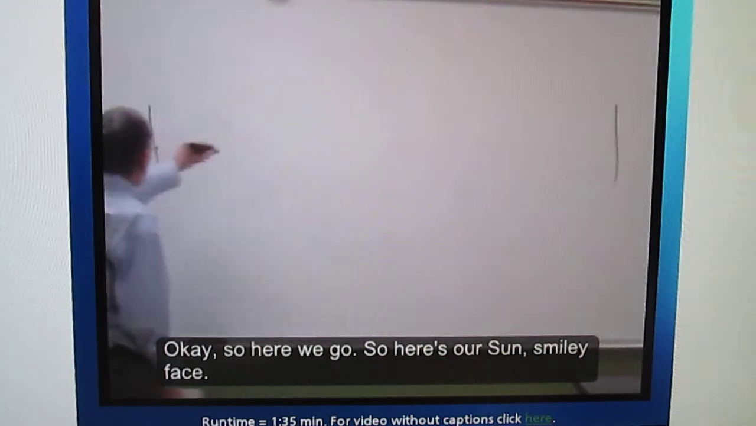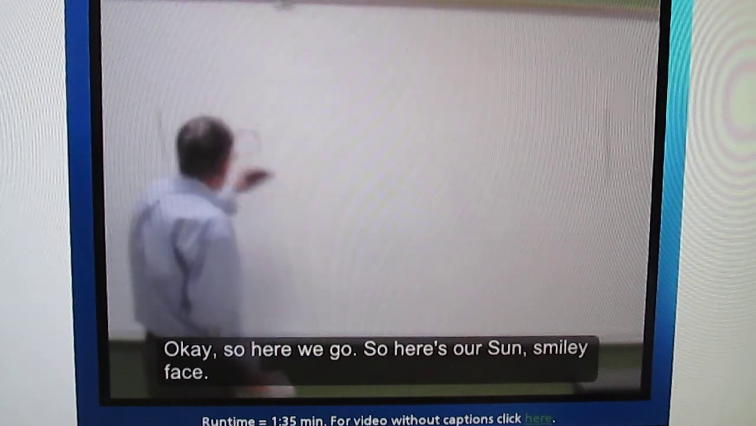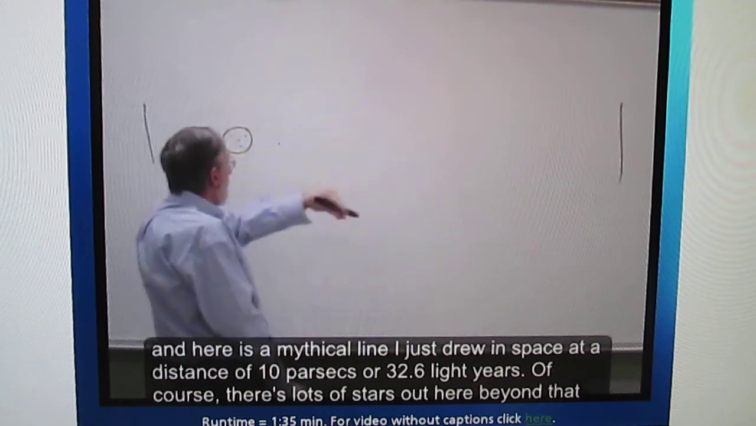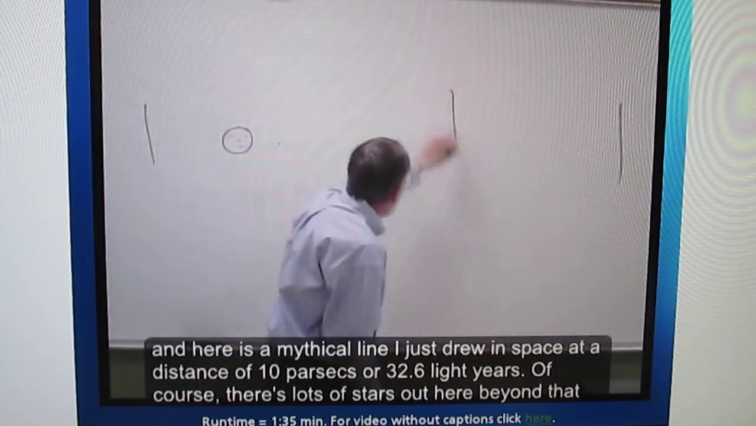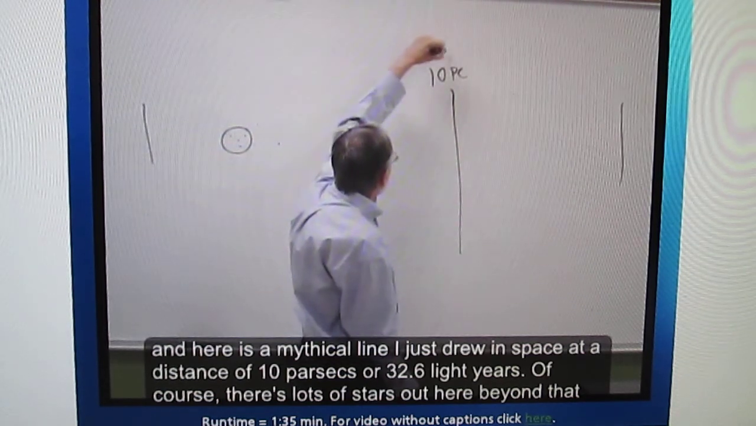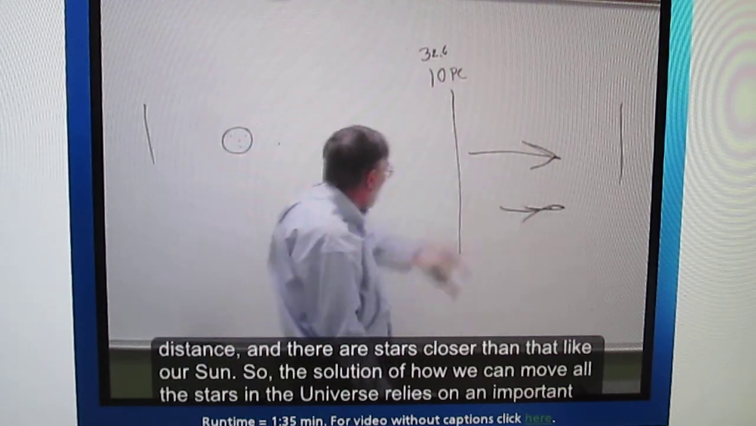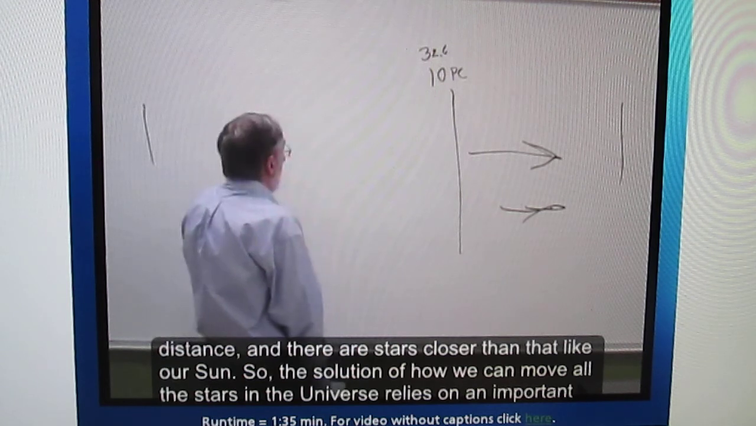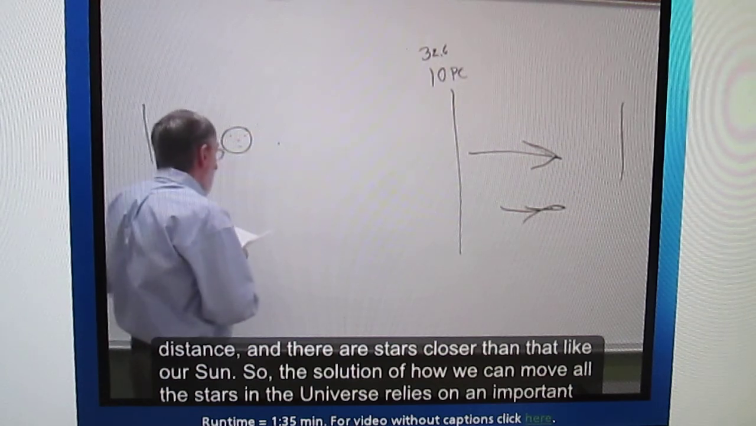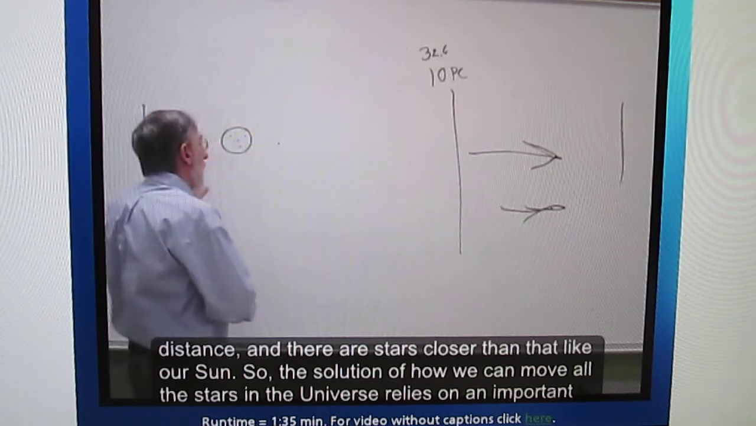Okay, so here we go. So here's our sun. All right, smiley face. Here's us. And here is a mythical line I just drew in space at a distance of 10 parsecs, or 32.6 light years. Of course, there's lots of stars out here beyond that distance, and there are stars closer than that, like our sun.